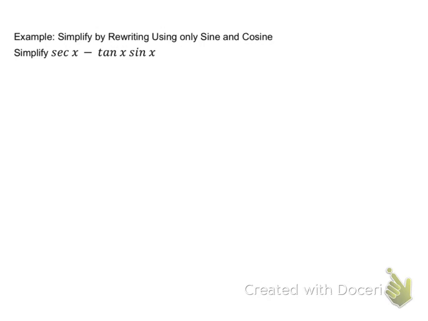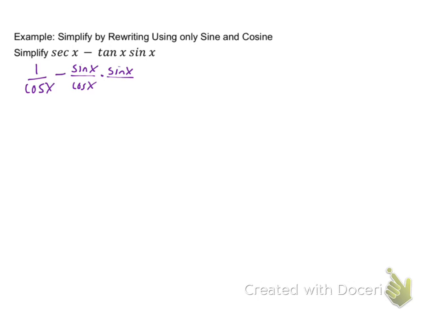So in this case, when in doubt, you're looking at a problem made up of a lot of different types of functions. I say, go ahead and write them in terms of sine and cosine. It'll make your life easier. So I look at this. A secant is really what? 1 over cosine x. Minus, what's tangent? Sine over cosine. So sine of x over cosine x. And sine of x is just sine of x.